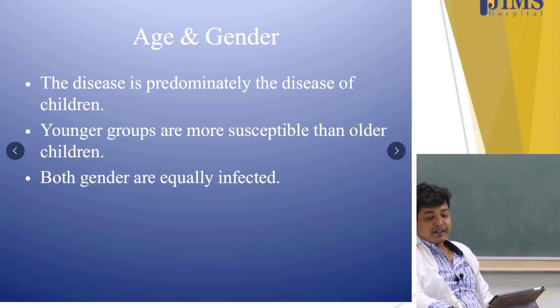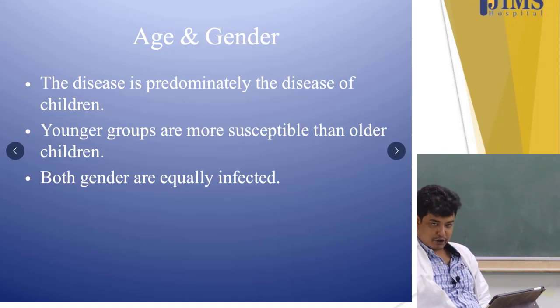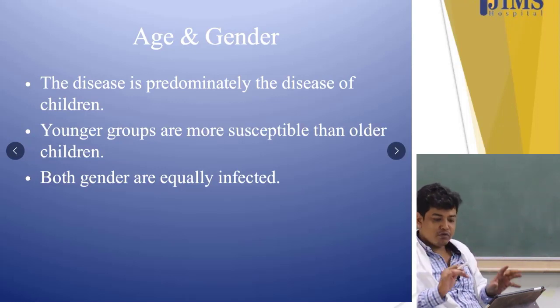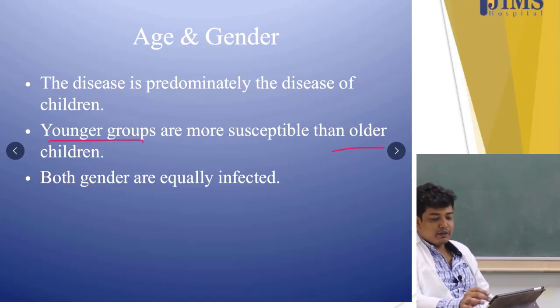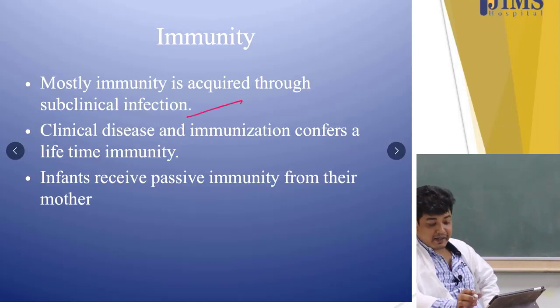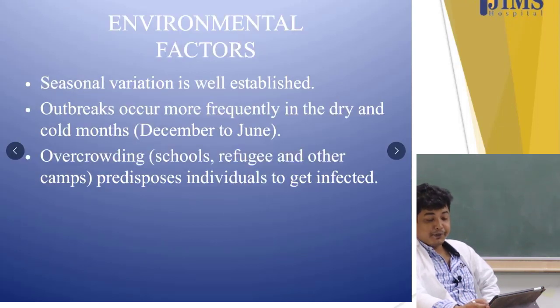So age and gender wise, the disease is predominantly in children, but adults can also get affected. And there is no discrimination between male and female. Both are susceptible to this particular disease. However, young and adult, these two age groups are more vulnerable. Now, if I talk about immunity, most immunity is acquired through subclinical infections, clinical disease and immunization, which confers lifetime immunity. And infants will receive a bit of passive immunity from their mothers as maternal immunity.